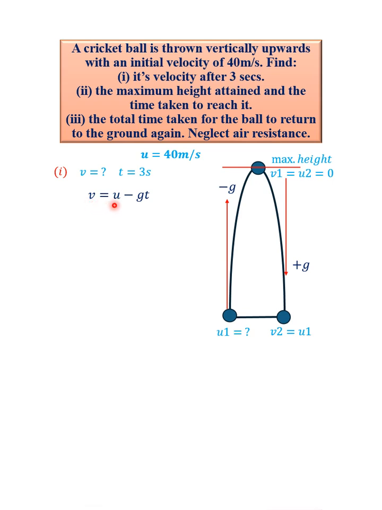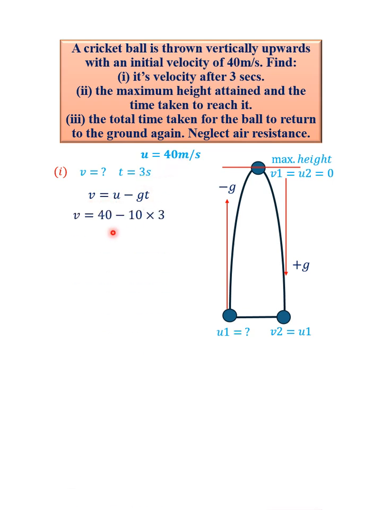V equals U minus gt. This is one of the equations of motion. Why are we using minus instead of plus? Because we are looking at the upward motion. The ball was thrown vertically upwards. So upward we have minus g. So this is minus. We are looking for V. We know U as 40 and we know t as 3.